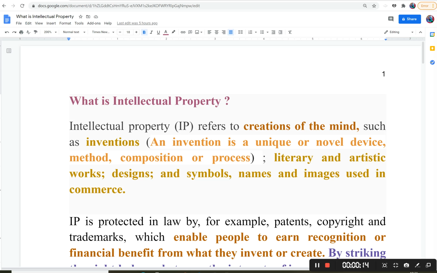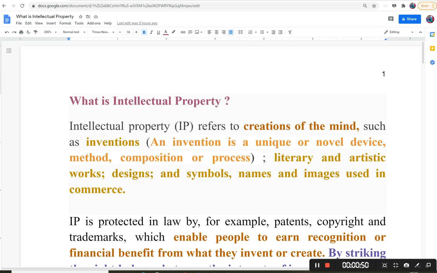Today in this particular video, we will discuss what is intellectual property and what the different types of intellectual property are. This is one of the topics in our syllabus for the APPSC Group 1 Mains exam, in Paper 5. Paper 5 deals with science and technology. The last chapter deals with intellectual property rights. So let's get started.